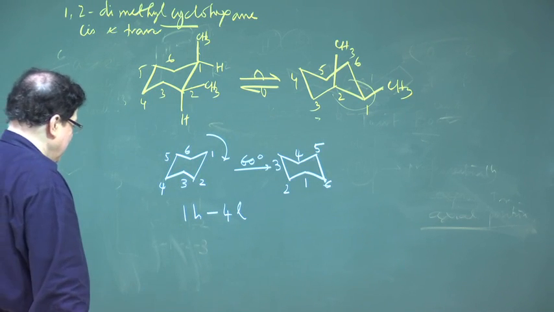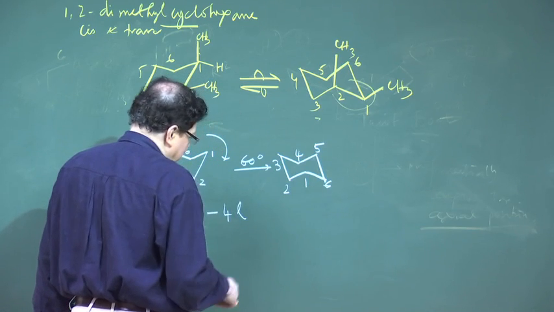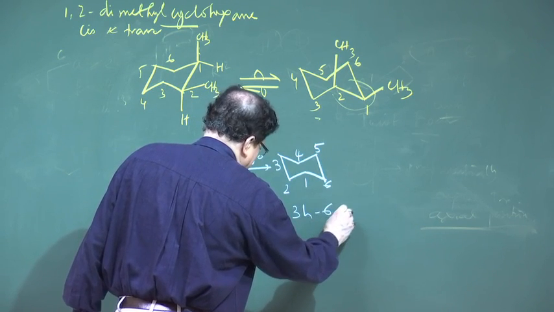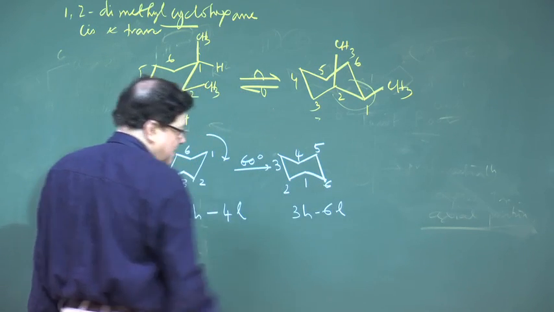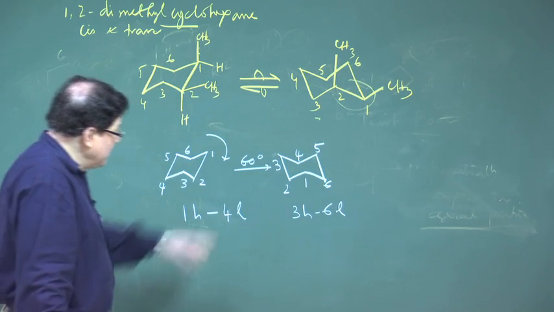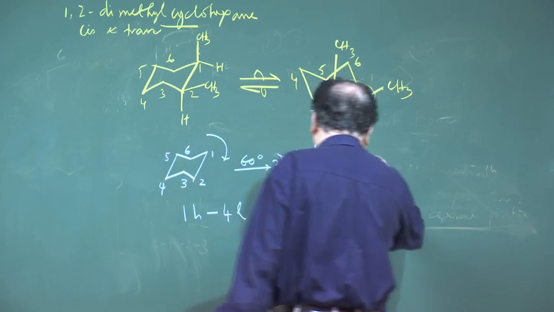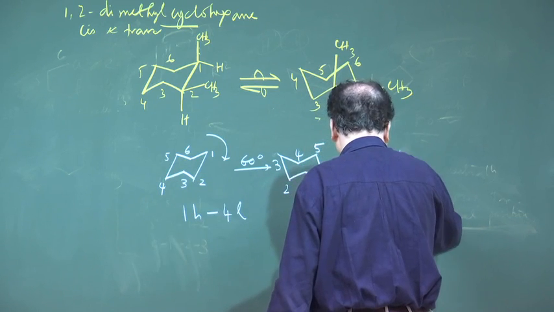Okay. 1 head, 4 leg. Now, what do you have? 3 head and 6 leg: 3 at the top, the head of the chair, and 6 at the leg of the chair. Now, if you do another 60 degree rotation, the chair should look like the original.